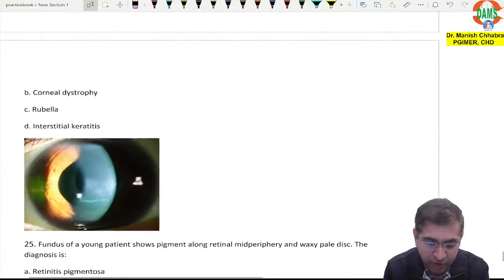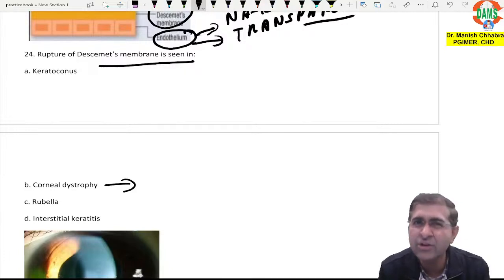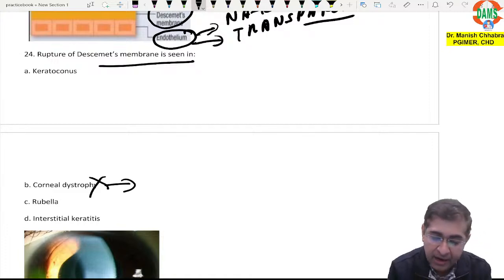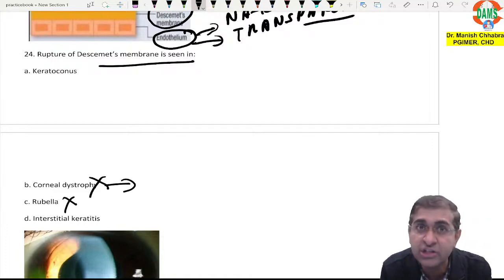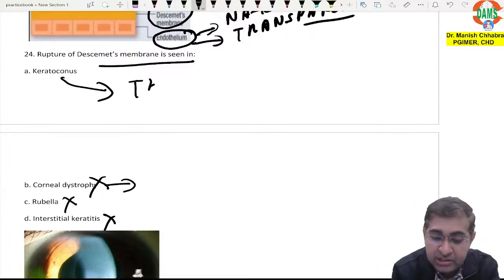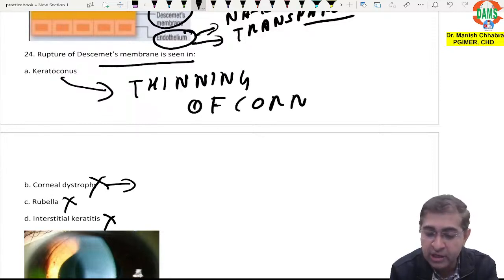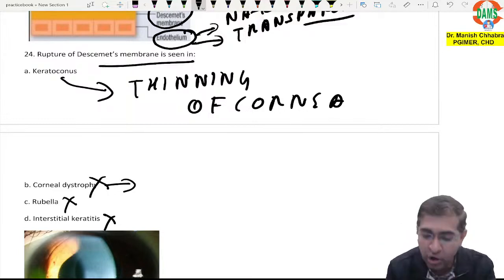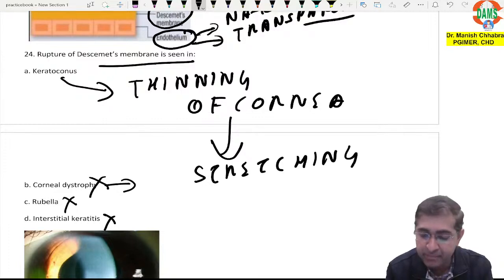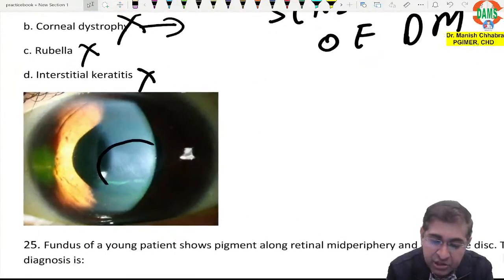So, rupture of Descemet's membrane. Corneal dystrophy. So, why in corneal dystrophy you are going to see rupture of Descemet's membrane? No. Rubella? No. Interstitial keratitis, we have already discussed. It is just the inflammation of the stroma. In keratoconus, there is thinning of the cornea. Due to thinning, there is a stretch induced on the cornea. So, there is stretching of the Descemet's membrane. In some cases, it may lead to rupture.